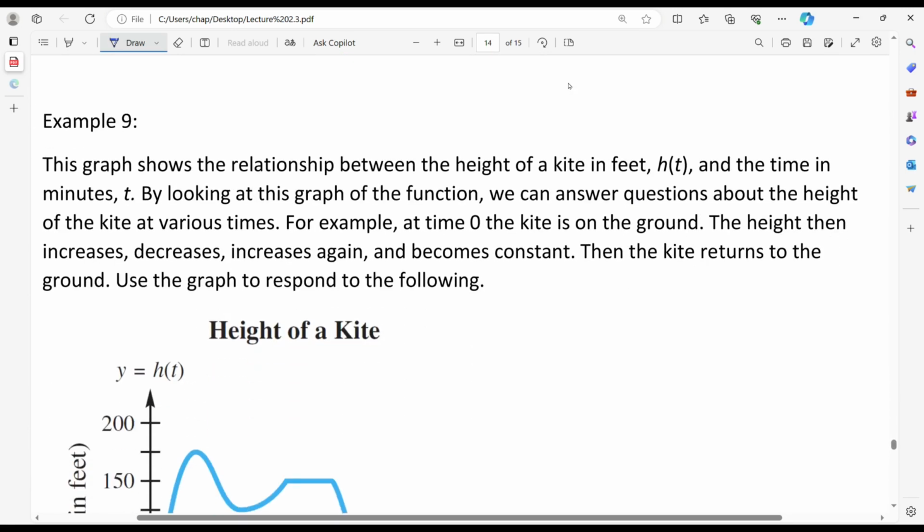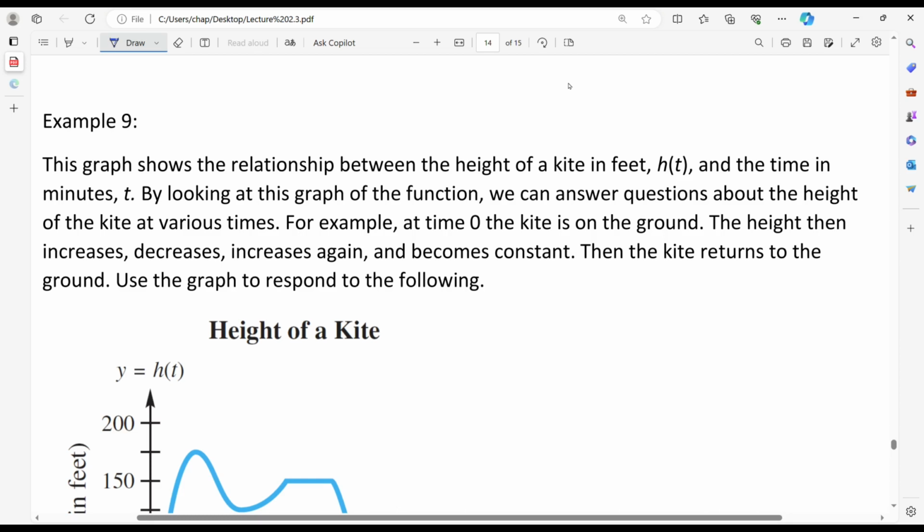Example 9. This graph shows the relationship between the height of a kite in feet, h of t, and the time in minutes, t. By looking at this graph of the function, we can answer questions about the height of the kite at various times. For example, at time 0, the kite is on the ground. The height then increases, decreases, increases again, and becomes constant. Then the kite returns to the ground.